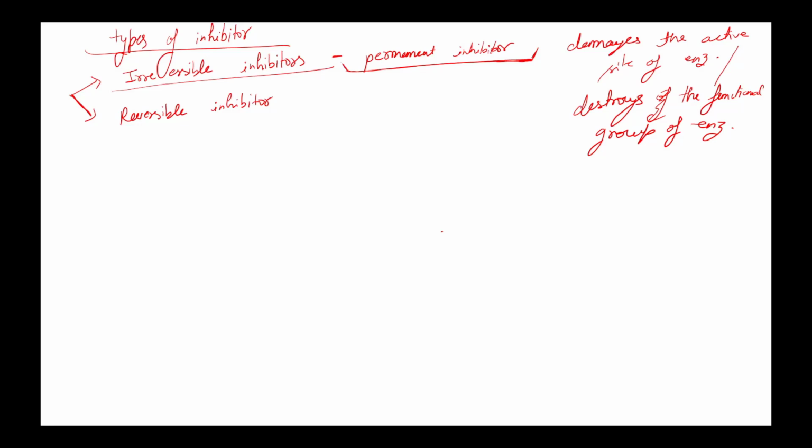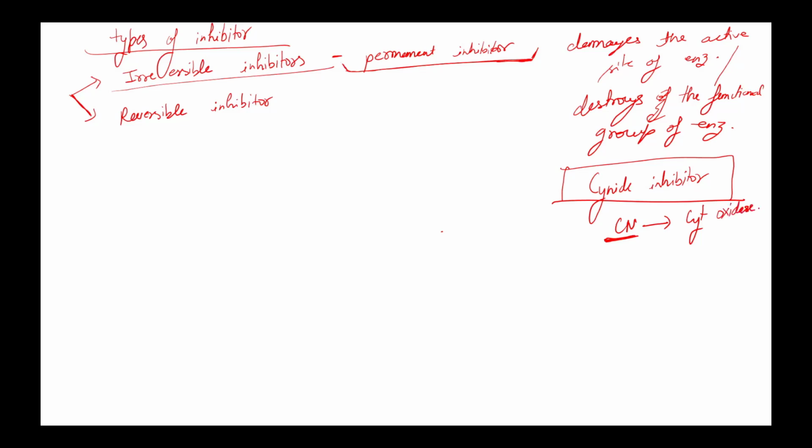Okay, for an example of this, you must have heard about cyanide inhibitor. Cyanide is a very toxic chemical for human consumption. So cyanide, what does it do? It binds to cytochrome oxidase enzyme in an irreversible manner. Okay, and cytochrome oxidase is involved in mitochondrial ETC, which produces ATP.